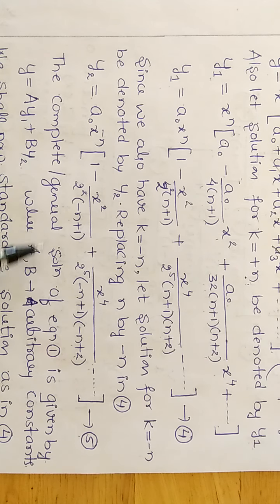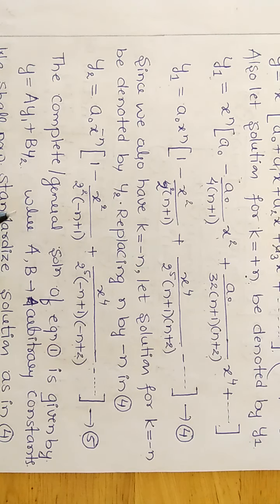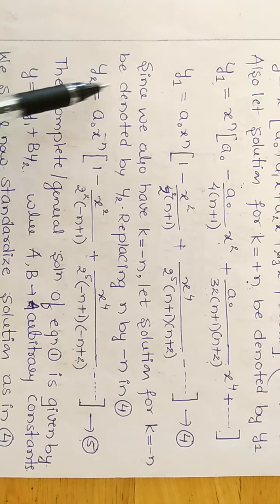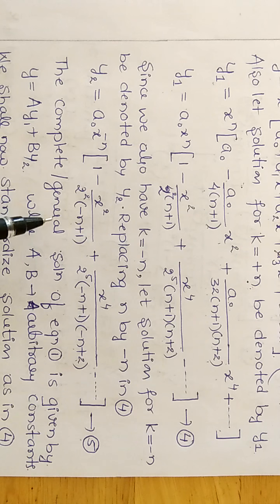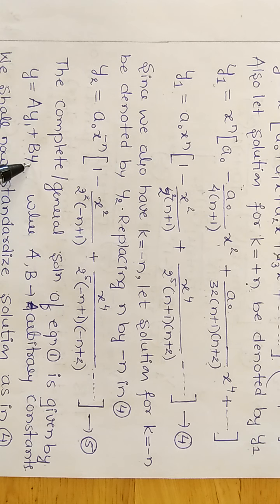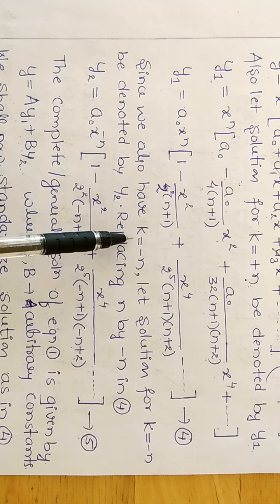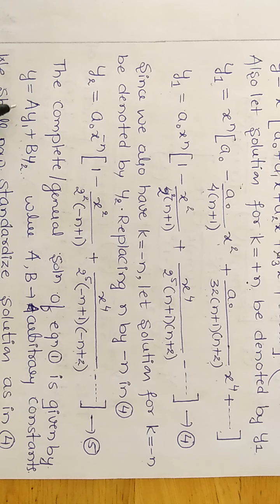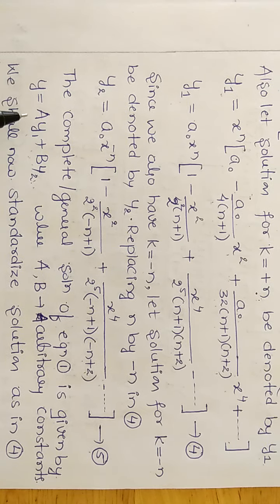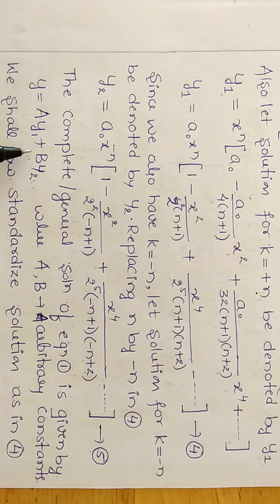The complete or general solution of equation 1: we have y1 and y2 as the two solutions. Then write the complete solution, y equal to a into y1 plus b into y2, where y1 and y2 are the solutions depending on the value of k. It has two roots, and a and b are arbitrary constants. So the complete solution is y equal to a into y1 plus b into y2.